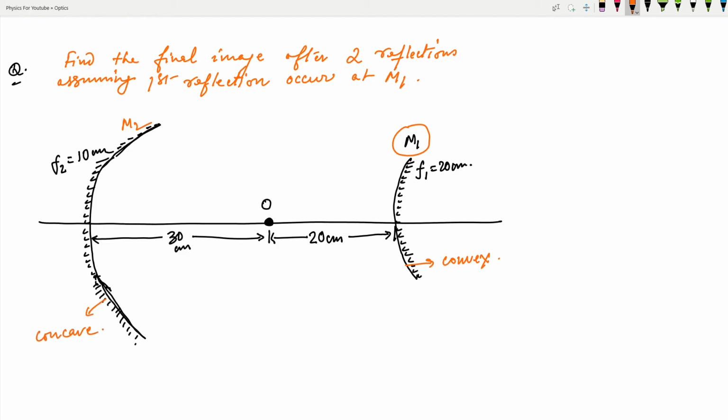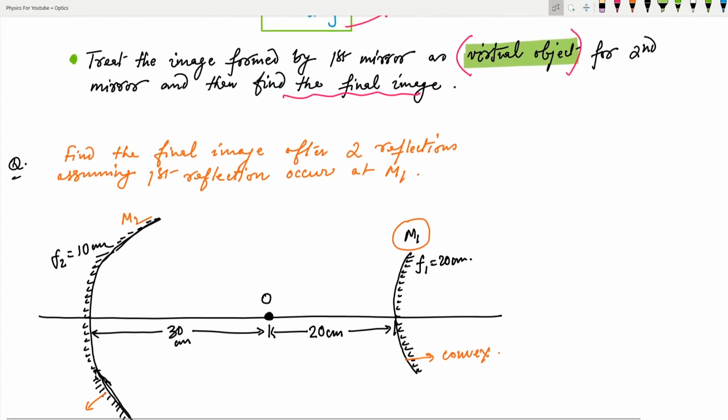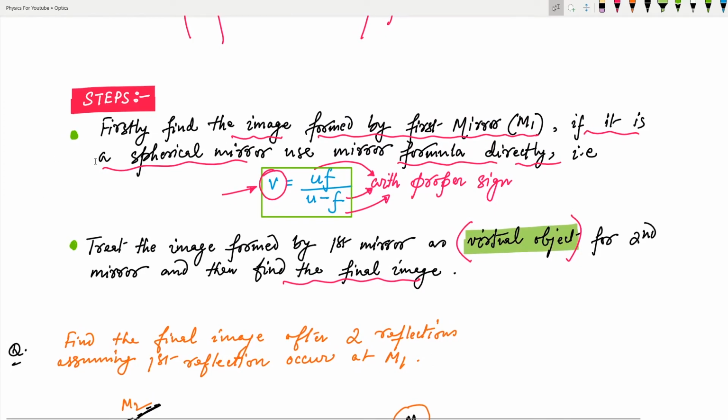So how to solve? I have already given you the steps, a two-step process, so let's analyze that first. The first step says to find the image formed by the first mirror M1. If it is a spherical mirror, use the mirror formula directly, that is, V is equal to UF divided by U minus F. And we can see in the second case, yes, the first mirror is a spherical mirror, so we'll use this mirror formula to find the value of V.